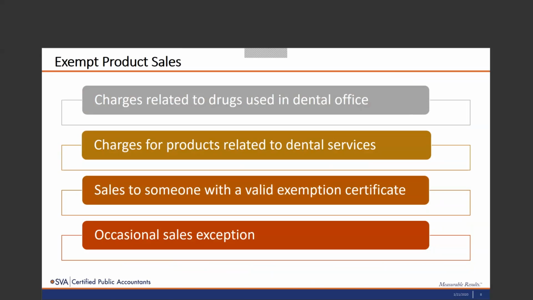Sales to someone with a valid exemption certificate. So if someone provides you an exemption certificate, those are also not going to be subject to sales tax. The last category that we've got here is the occasional sales exception. Matt's going to cover that in more detail in a little bit.